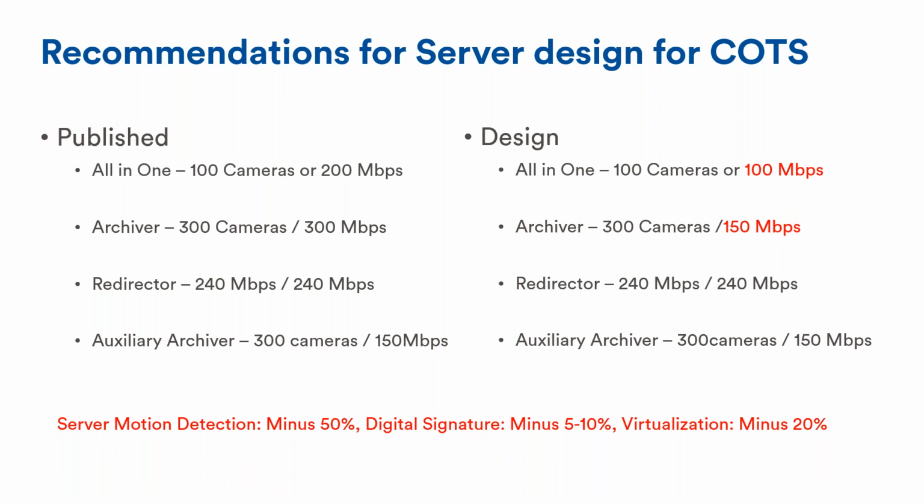Don't max out your server throughput, because inevitably there could be changes in the scene and more data going through the network than you anticipated. So you don't want to max out those archivers. Again, standalone archiver, 300 cameras, or a design consideration of 150 megabits per second. Again, that might be a little low, but just try to leave headroom. And don't forget to take into consideration if you're using server-based motion detection, digital signatures, or virtualization, because that'll reduce these numbers as well.